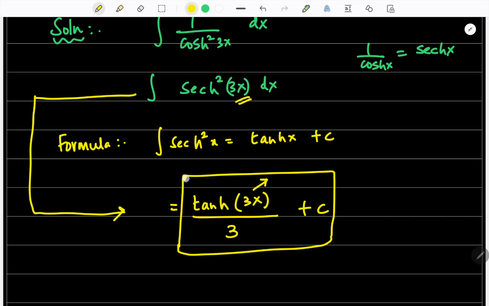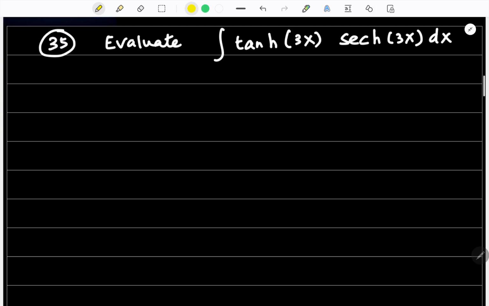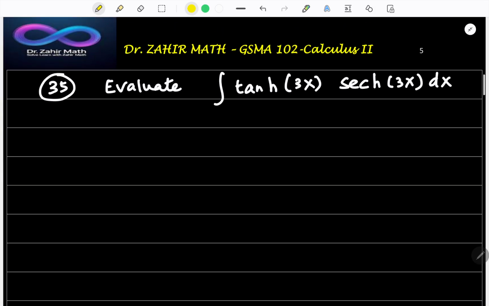Okay, right. Let's go to the next question. I don't know how many questions are there. Yes, 3 or 4 questions, right? Evaluate integral secant hyperbolic 3x tan hyperbolic 3x. The same idea is coming out. So first of all, let me write the formula, right?